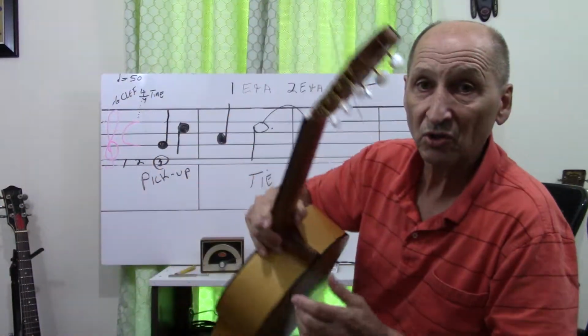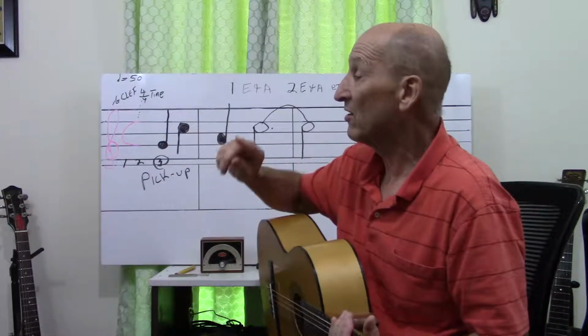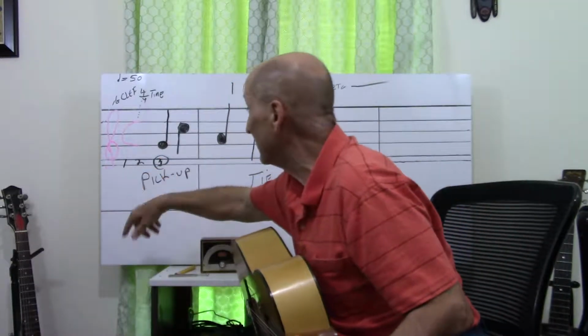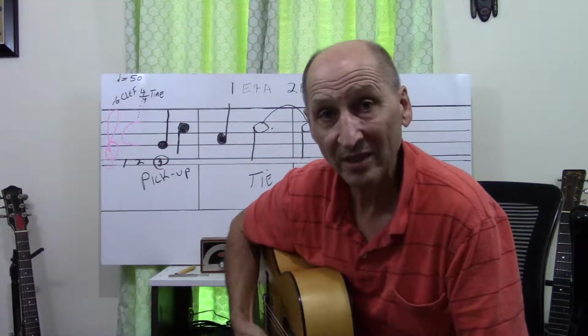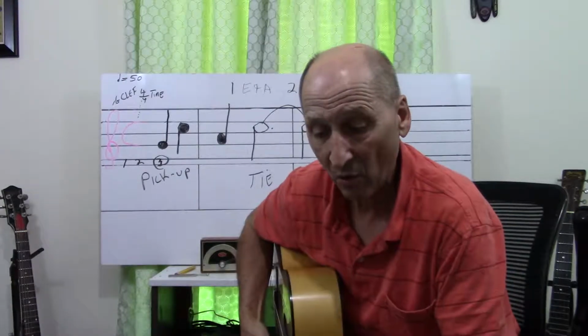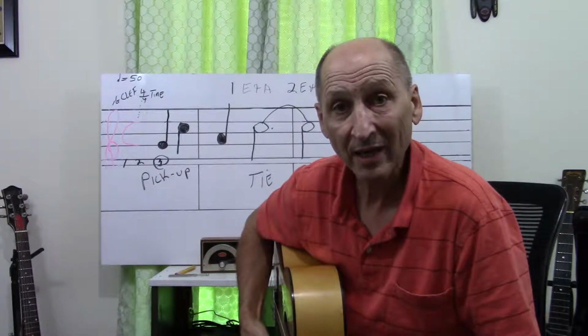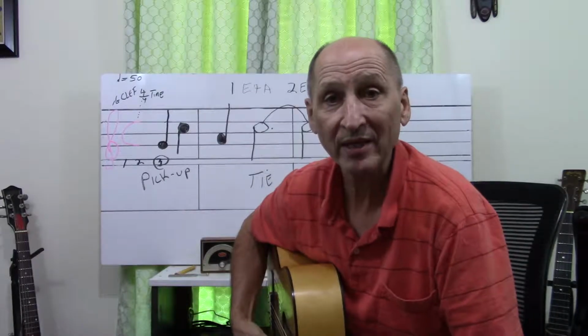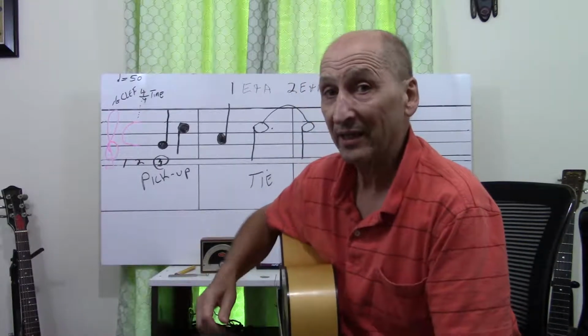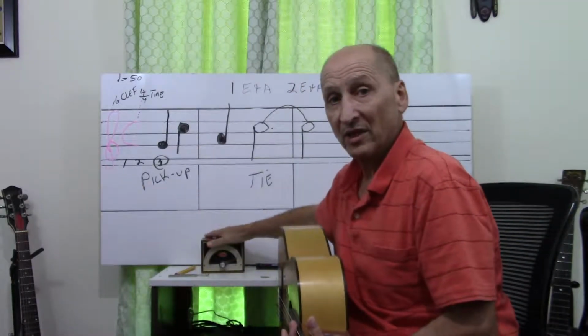1 e and a 2 e and a 3 and a 4 e and a 1 e and a 2 e and a 3 e and a 4 e and a 1. Okay, that's just the first couple of measures.